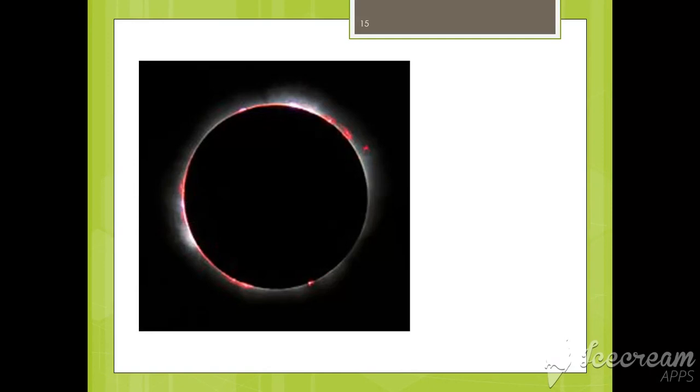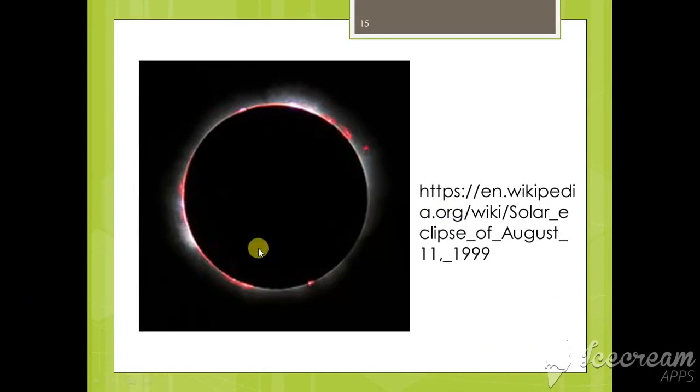So this is the picture taken during an eclipse. When the photosphere is blocked, this central dark region, then we can see the edges as having the red color, and these are basically representing the chromosphere part. This picture I have taken from Wikipedia.